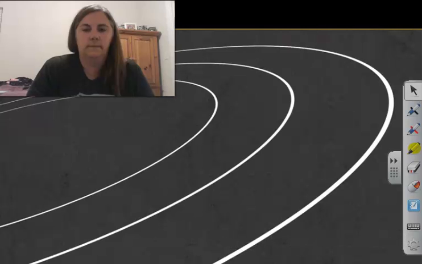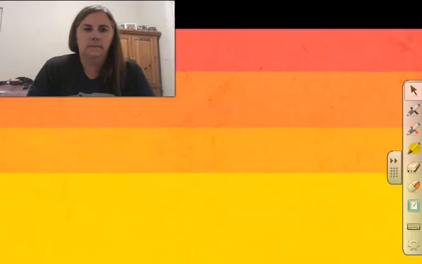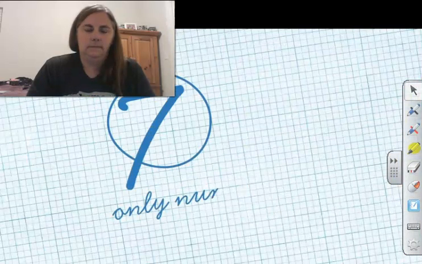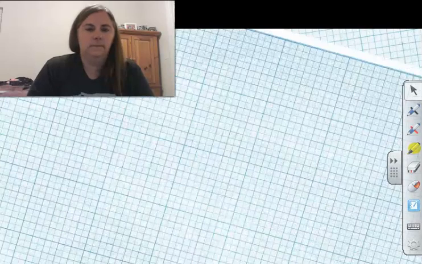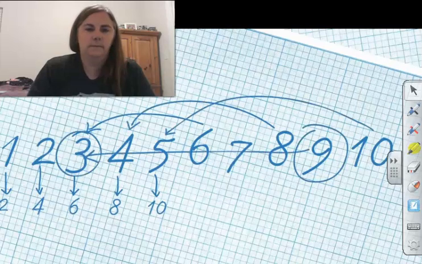One argument is that there are 7 planets in the sky visible to the naked eye. To me, that's just coincidence. There's a much more compelling reason. 7 is the only number among those we can count in our hands, that's those from 1 to 10, that cannot be divided or multiplied within the group.